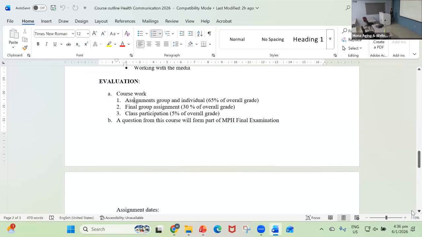And there is a bigger, I want to say a group project. Well, the assignments account for 65% of the overall grade. And then the final group project will be 30%. And because we know that people don't always show up to class, there's a little incentive for participation. So if you attend at least 80% of the classes, you will receive 5% towards your overall grade.